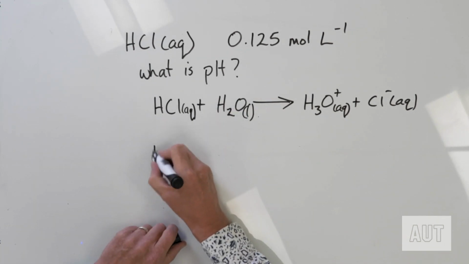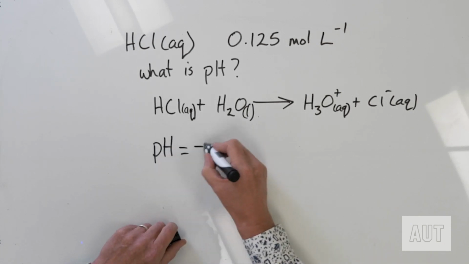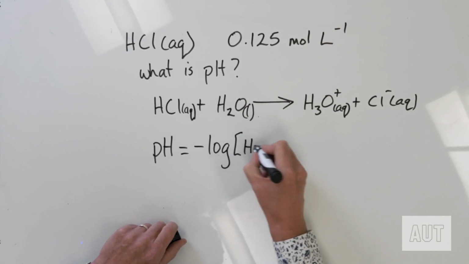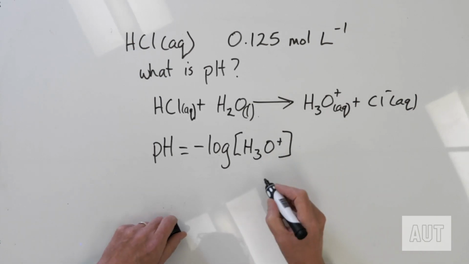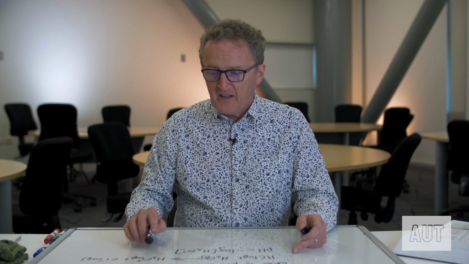Well, we know our definition of pH is the negative log of the H3O+ concentration. Now, do we know the H3O+ concentration here? Well, yeah, we do. We know our HCl concentration is 0.125 mole per litre, and the HCl reacts completely to give stoichiometric amounts of H3O+, so the H3O+ concentration in this solution is 0.125 mole per litre.